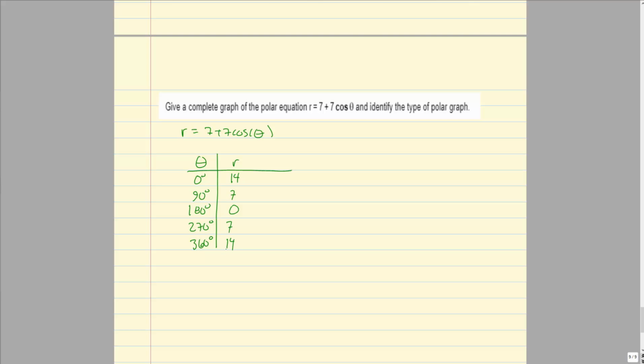Now this isn't all that helpful in terms of graphing because this is only giving me a few points. It looks like 14 is the furthest I go out, so I'll mark these as 14. At 0 degrees, I'm at 14, so I'm here. At 90 degrees, I'm halfway, I'm at 7. At 180, I'm at 0. At 270, I'm at 7. And at 360, I'm at 14. This does not help me picture what this is.